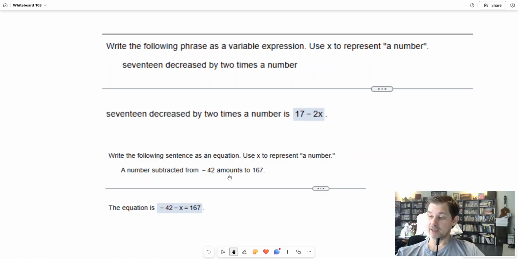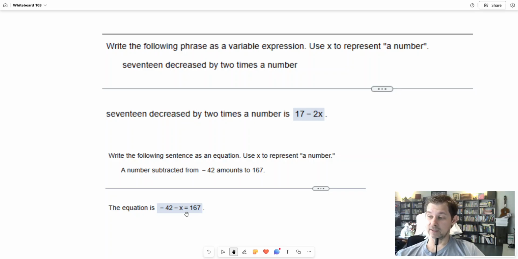You may have to look them up. But just know that every one of these words could translate into something mathematical: multiplication, division, addition, subtraction, equals. Even though amounts to wasn't on my list, that's going to mean equals. If I didn't know that already, I could look it up, right? I know that it translates to something; I just have to figure out what.